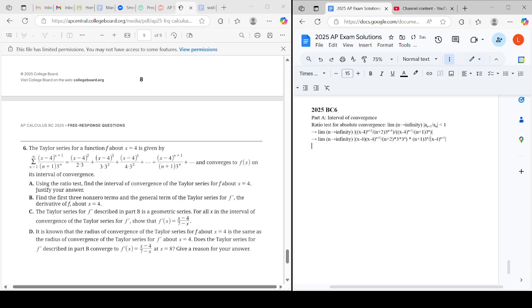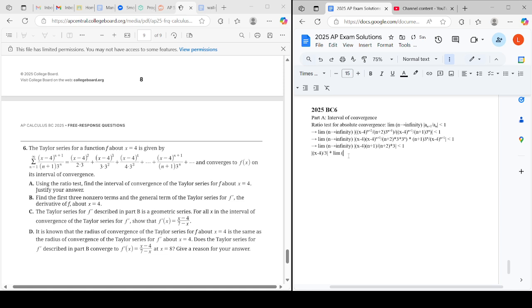And this should simplify a lot of stuff. As you'll see here, a lot of things will cancel out. The x minus 4 to the n plus 1 cancels out, the 3 to the n cancels out, a lot of stuff. So we're left with x minus 4 over n plus 2 times 3, and we're also left with n plus 1 here. And we're going to carry on the less than 1 here. And we can simplify this into x minus 4 over 3. I'll put this in parentheses to make it clearer.